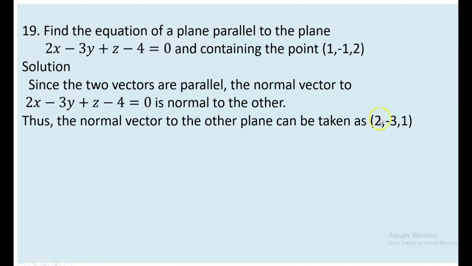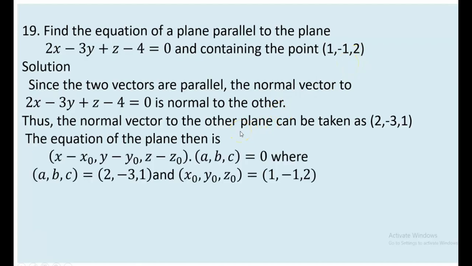Now students, you may consider this as a, b, c. And one point lying on the plane is also given. So you are free to have here x naught 1, y naught -1 and z naught 2. So the equation of the plane now can be determined by using this standard equation of the plane: (x - x naught, y - y naught, z - z naught) dotted with (a, b, c) equals 0. So your a, b, c are these values, 2, -3, 1, the normal components, and x naught, y naught, z naught are the coordinates of the point lying on the plane, (1, -1, 2).